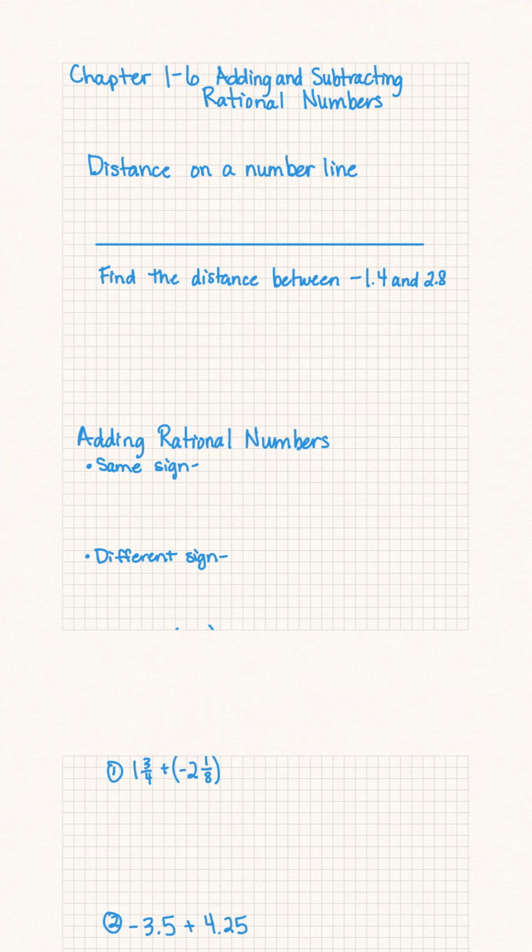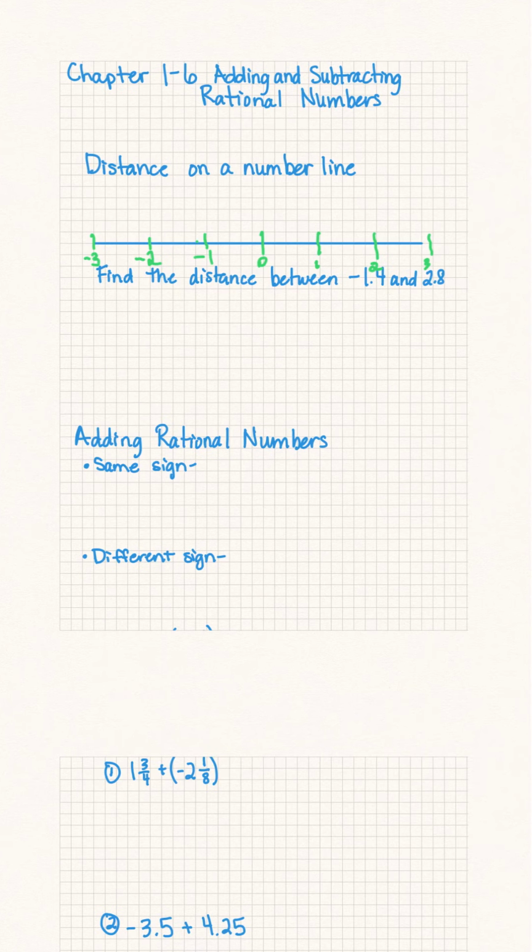So let's use an example here. We're going to use a number line, and we're looking at finding the distance between negative 1.4 and 2.8. So go ahead and fill in your number line. And once you have that filled in, let's go ahead and put these numbers on the number line.